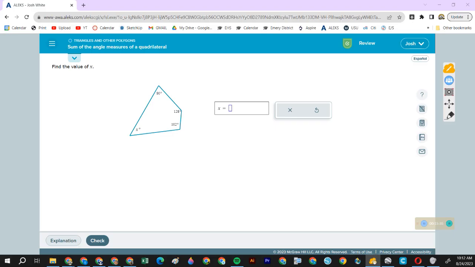So here we know the angle sum is going to be 360. I have 3 of the 4 angles, so just take 360, subtract 80, subtract 128, and subtract 102.